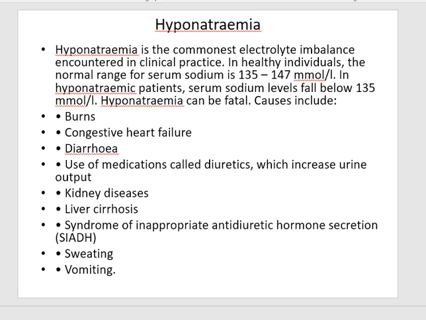Hyponatremia can be fatal if it falls below 125. Causes of hyponatremia possibly are burns, congestive heart failure, diarrhea, use of medication such as diuretics, which increase urine output, renal diseases, liver diseases, liver cirrhosis, syndrome of inappropriate ADH secretion, sweating and vomiting.